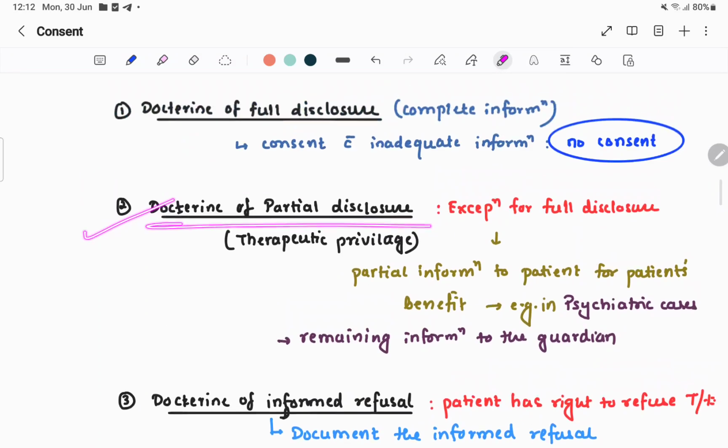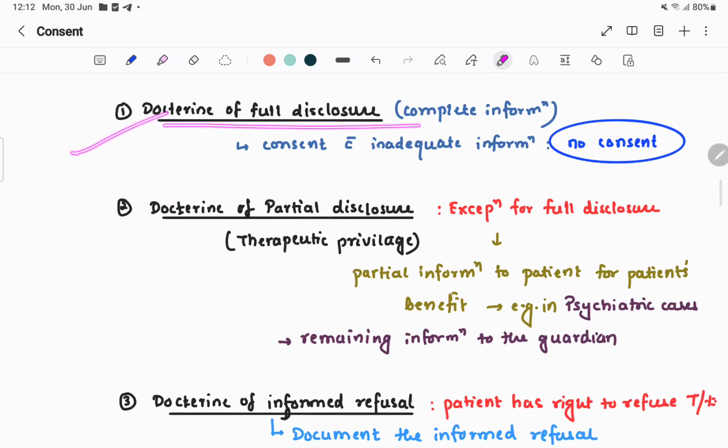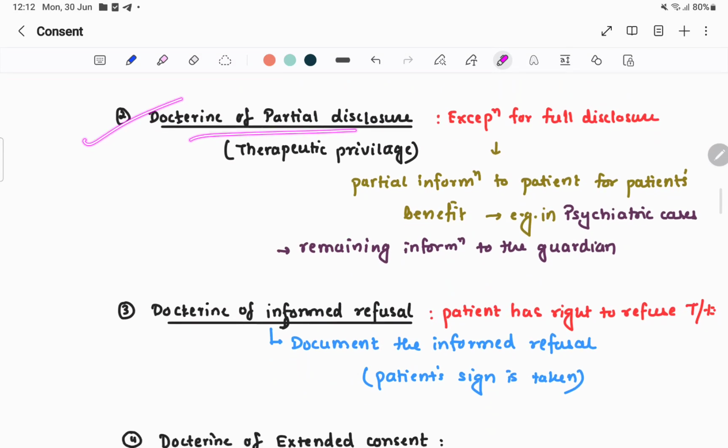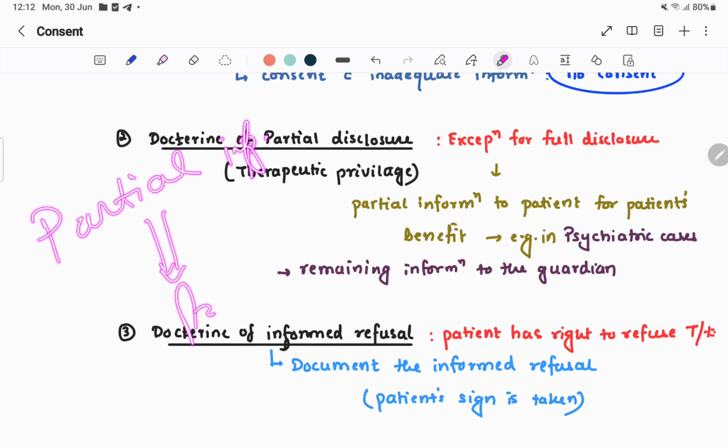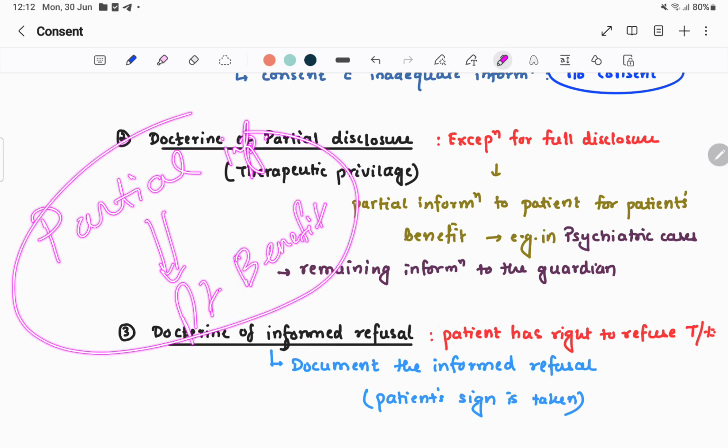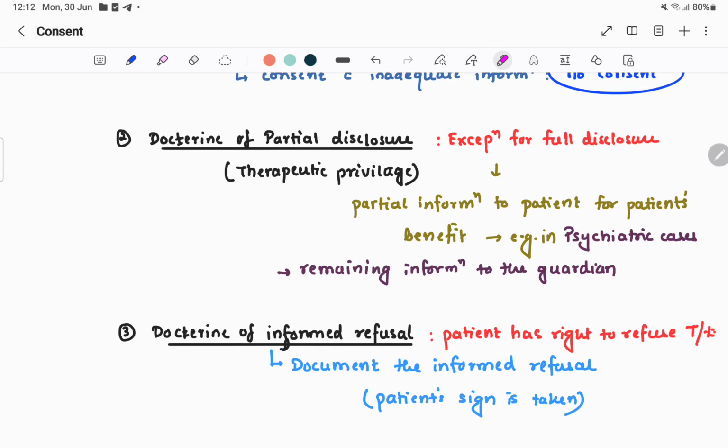Doctrine of partial disclosure. I told you it's full disclosure. What is partial disclosure? Therapeutic privilege. It's an exception to full disclosure. Giving partial information to the patient for the patient's benefit is called therapeutic privilege or partial disclosure. Let's say you gave very little information to a psychiatric patient.